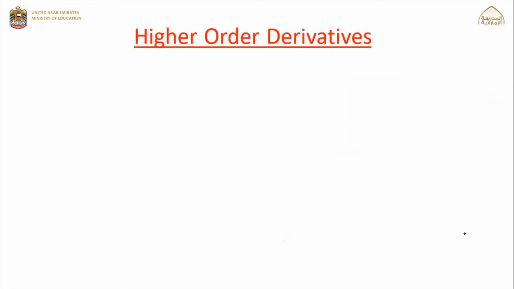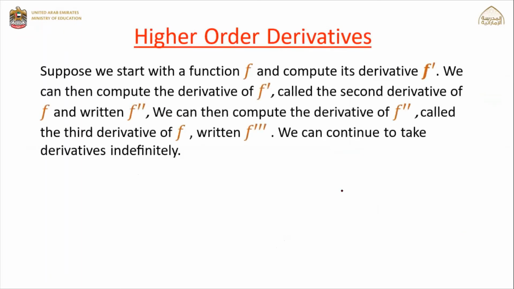Now we'll go to the higher order derivatives. Suppose we start with a function f and compute its derivative. Its derivative is f prime. We can then compute the derivative of f prime. If you take the derivative of f prime, that will be called the second derivative of f, and we write it as f double prime. Also, we can compute the derivative of f double prime, called the third derivative of f, which is written as f triple prime. We can continue to take derivatives indefinitely.